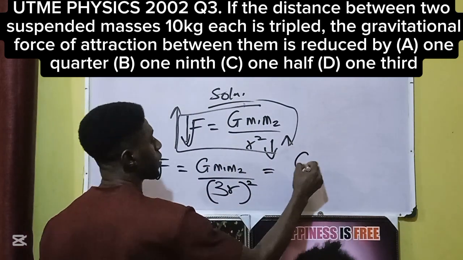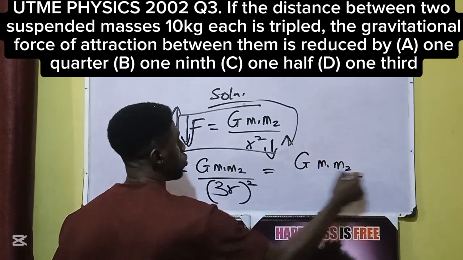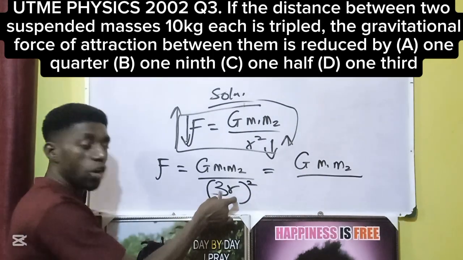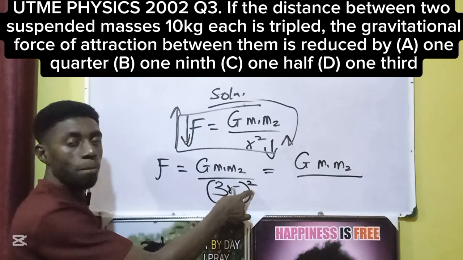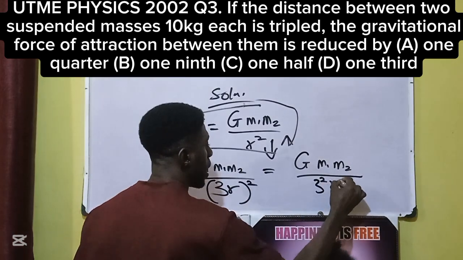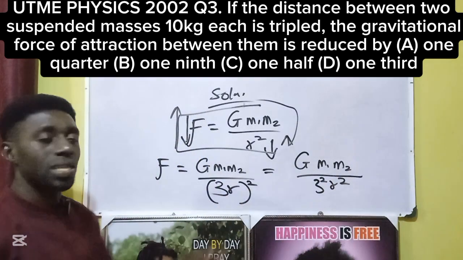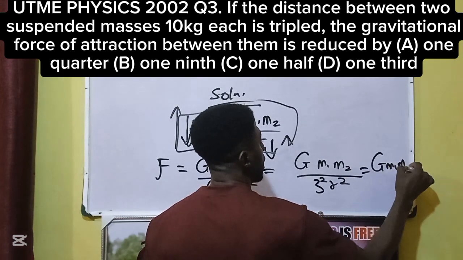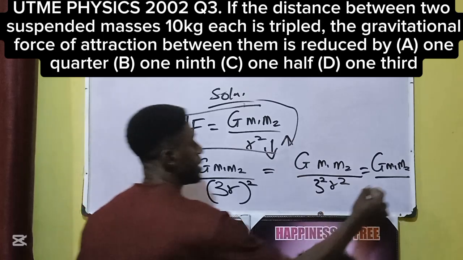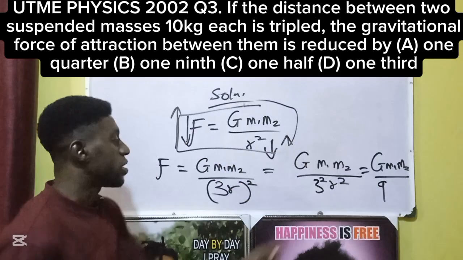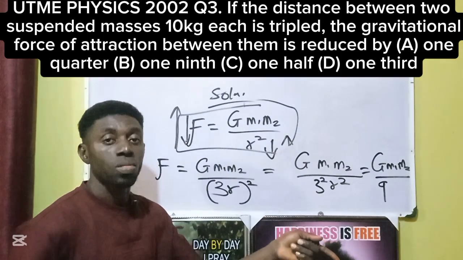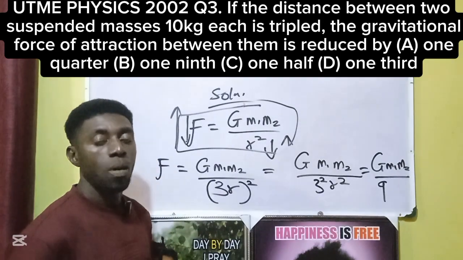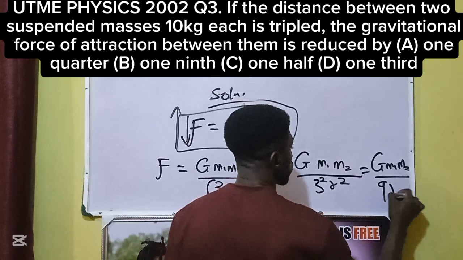Then solving further, we have capital G m1 m2 over, then laws of indices. Each of these variables will pick its own square. That becomes 3 squared r squared. Mathematically, that's what you obtain. Capital G, m1, m2 over 3 times 3, which is 9. 3 squared simply means 3 times 3, giving us 9. Then r squared is maintained.